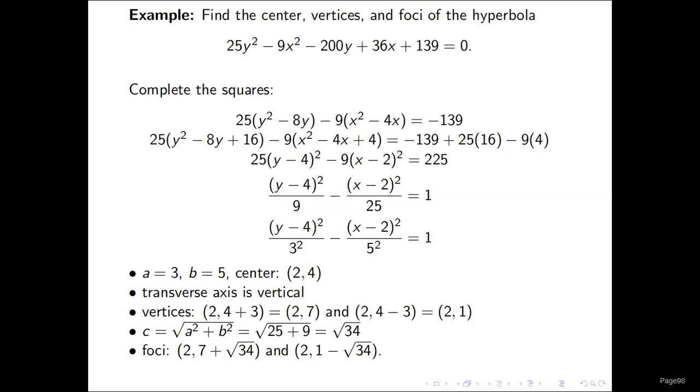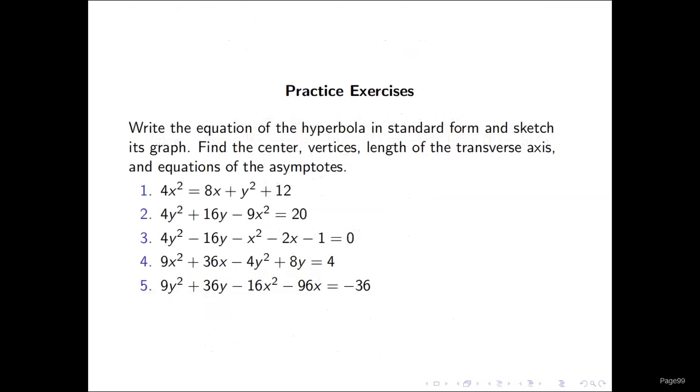We skip these. So just practice exercises. For these 5 items, just write the equation in standard form. That's by completing the squares. And just find the center and try to also give the values of a and b and the orientation of the transverse axis. Okay, that's it.